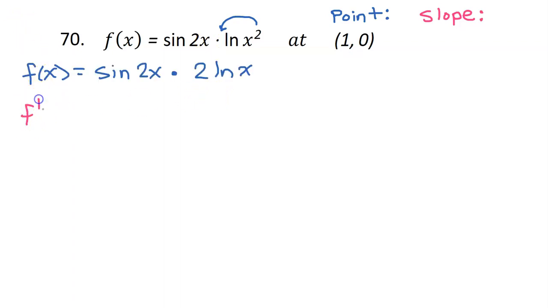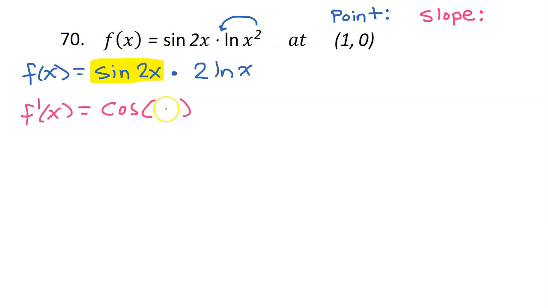To find the derivative, we will use the product rule. So the first time through, we're going to take the derivative of the first factor and leave the second factor alone. So the derivative of sine 2x. The derivative of sine is cosine. By the way, this is going to be the chain rule because we have a function inside of this function. Starting with the outer function of sine, the derivative will be cosine.